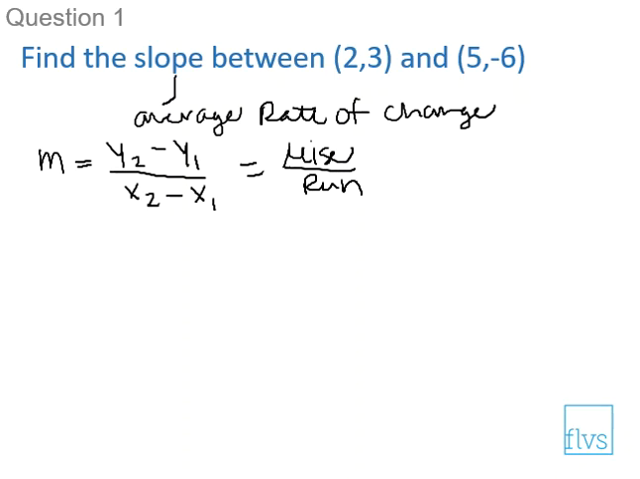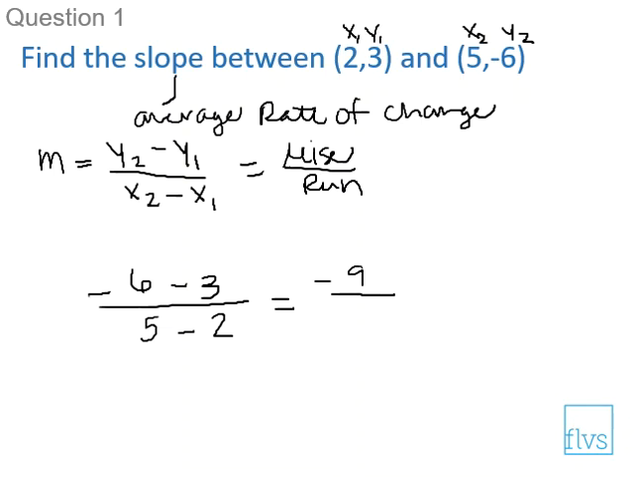So we simply are just going to plug in. If you remember, this is x1 and this is y1. This is x2 and this is y2. So we're going to plug those numbers in. So we'd have negative 6 minus 3 over 5 minus 2. Simplifying the top, we'd get negative 9 over 5 minus 3, which would give us negative 3. So the slope is negative 3.